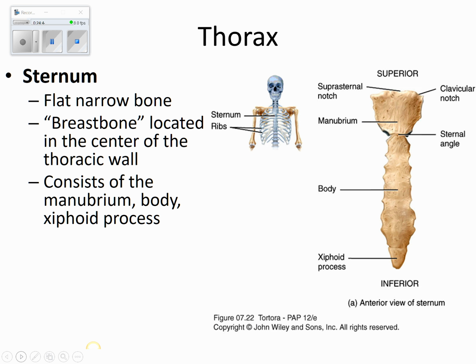The sternum, of course, serves as an attachment for the ribs as well. So it is a flat, narrow bone. The breastbone is located in the center of the thoracic wall. It consists of the manubrium, the body, and what they call the xiphoid process. The manubrium would be the upper portion here, then the body, and then the xiphoid process. So make sure that you can label those three parts. The xiphoid process is one that can be easily broken off or injured during CPR, but it can re-heal itself.